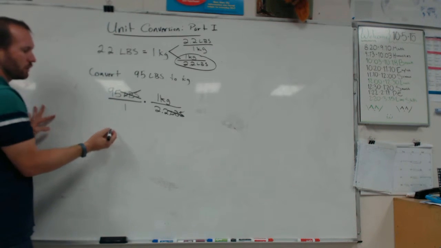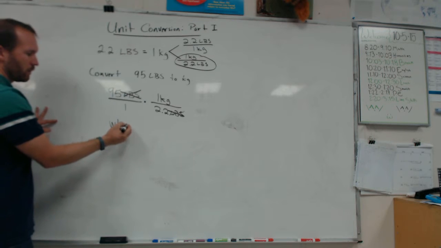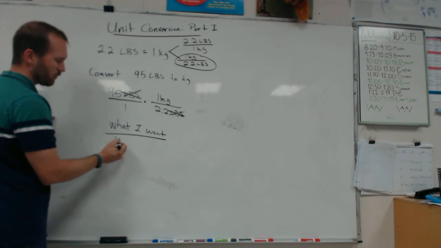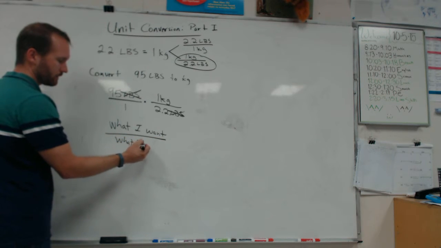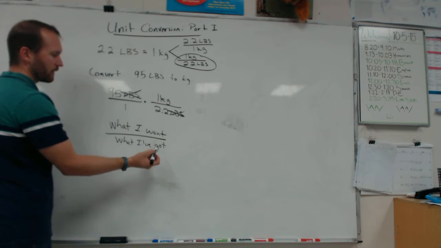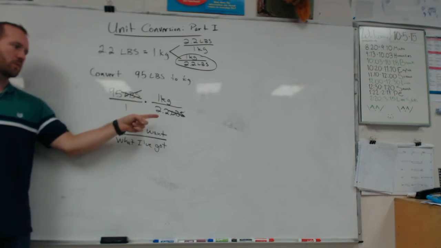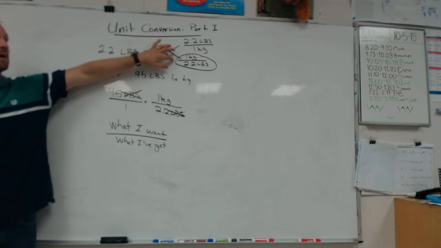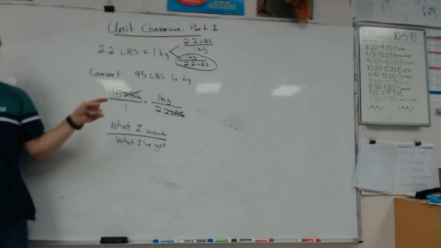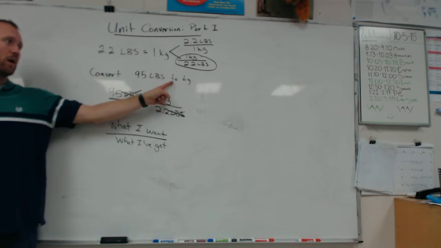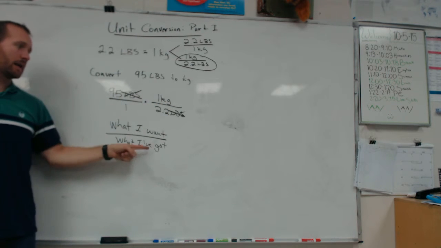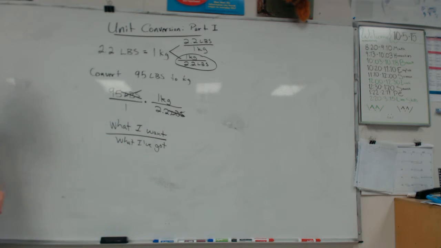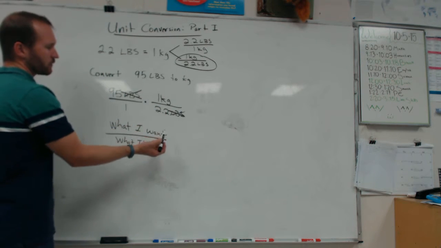And if it's not true that what I want is over what I've got, we need to flip it. So what I want is kilograms, what I've got is pounds. And so this is another way of thinking about which unit multiplier to choose. What I want is up top. I want kilograms. What I've got is down bottom. I've got pounds. Okay? What I want over what I've got. 1 kilogram over 2.2 pounds.